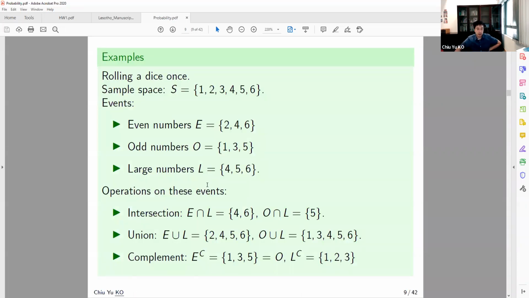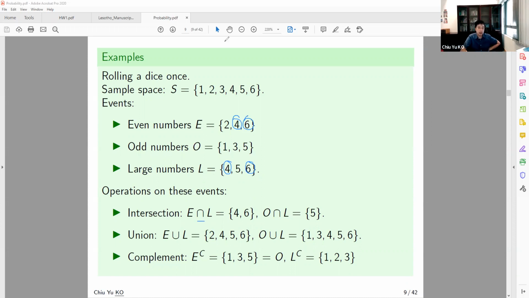We have sample space 1, 2, 3, 4, 5, 6. The events are even, odd, and large: 2, 4, 6; 1, 3, 5; and 4, 5, 6. Intersection is also an event. We intersect 2, 4, 6 and 4, 5, 6 to find the common elements. Only 4 and 6 appear twice. So E intersect L will be 4 and 6.